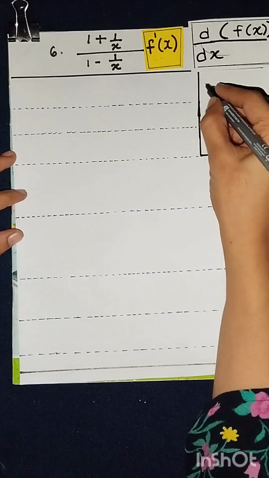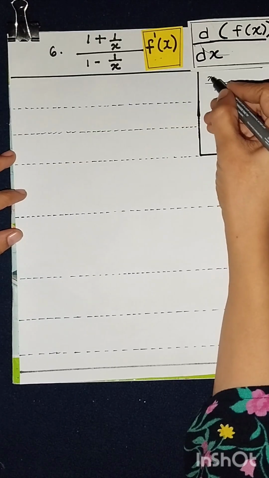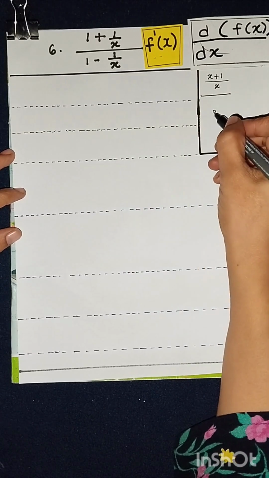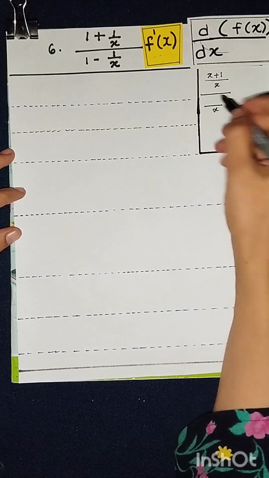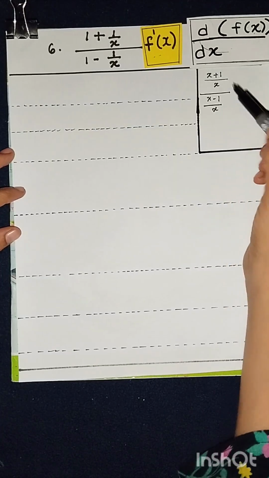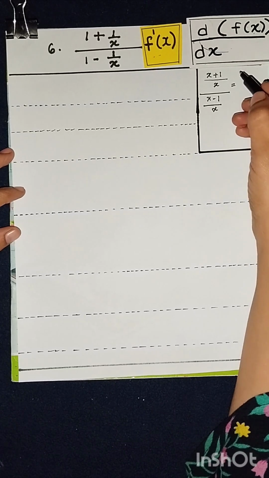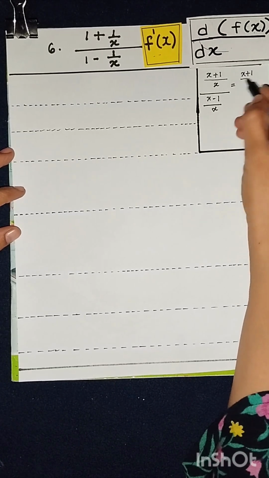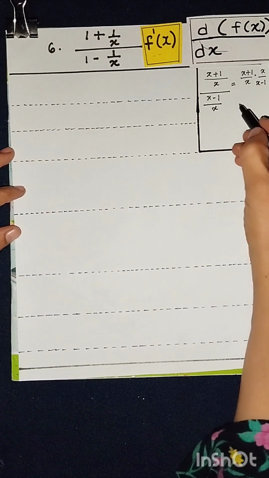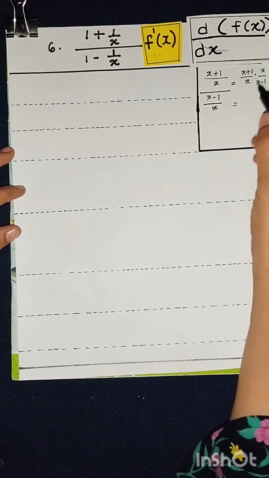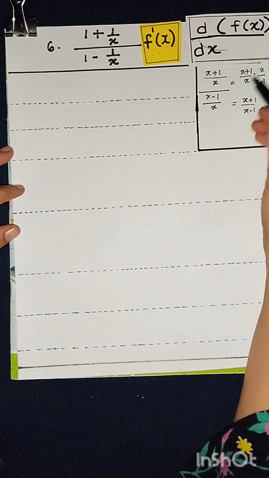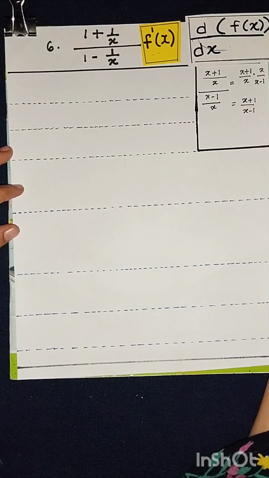So in the numerator, if you take LCM x, you will get x plus 1, and in the denominator if you take LCM x, you will get x minus 1. Right? So this entire thing can be written in this way. Now if you simplify this, x plus 1 by x into x divided by x minus 1. Now this product of fractions will turn into x plus 1 divided by x minus 1. So x by x will be 1. So you are left with x plus 1 by x minus 1.